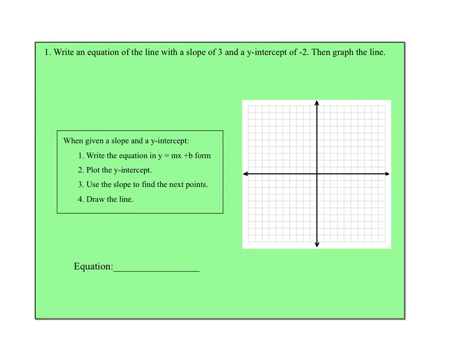So if I look, write an equation of the line with the slope 3 and y-intercept of -2, then graph the line. I'll follow our steps here. We have y equals mx plus b, and we know that our m is 3 and our b is -2. So our equation becomes y equals, but instead of m, I'm going to put 3, and instead of b, I'm going to put -2. So it would really be y equals 3x minus 2.